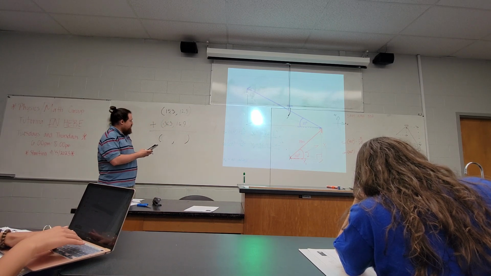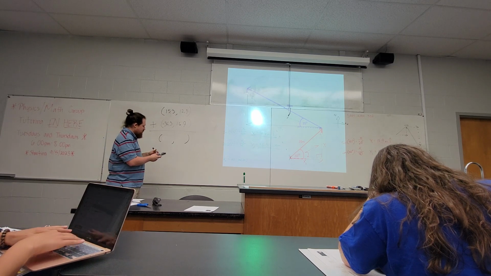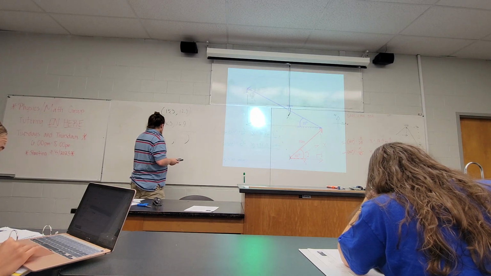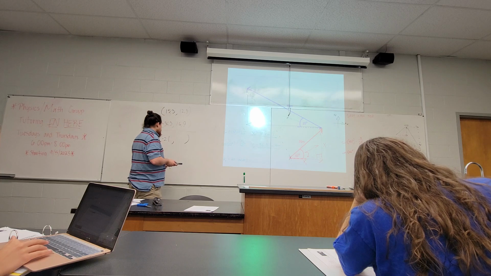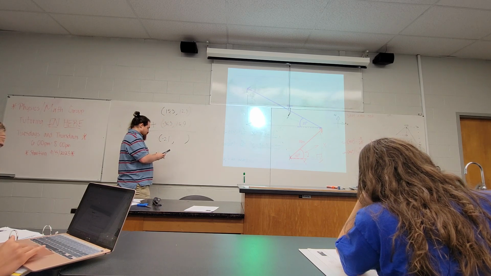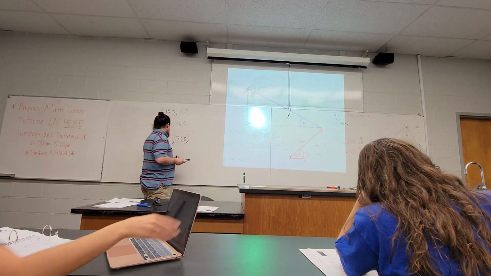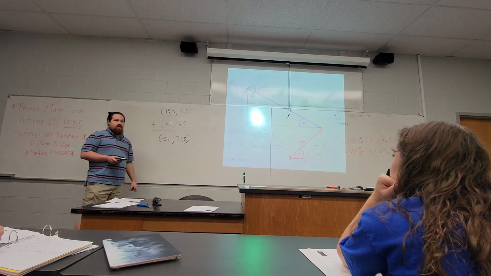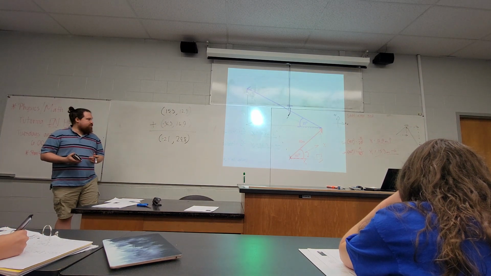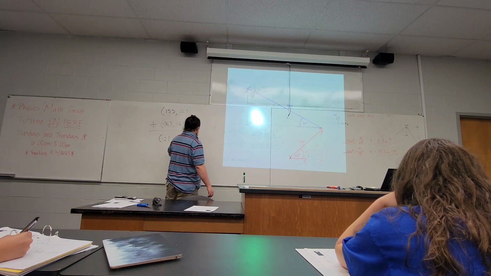negative 36.3 minus 15.3. Oh, sorry, plus 15.3. It's going to give us negative 21 in the x and 29.8 in the y. Positive 29.8, because both of the y legs point upwards. And so that's the component form of our final answer.